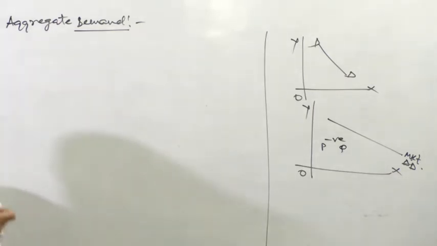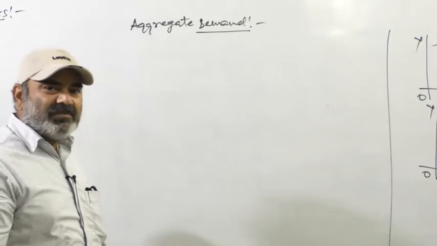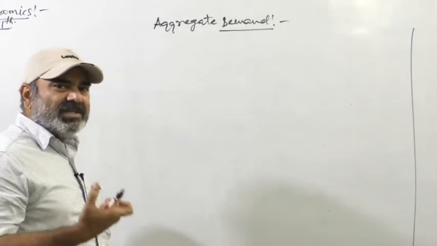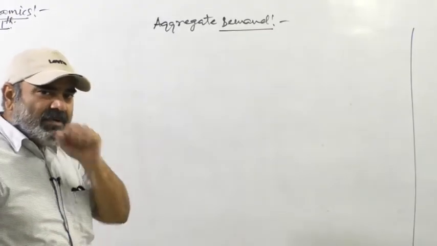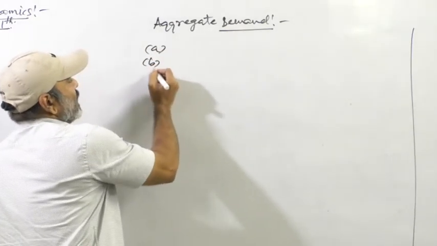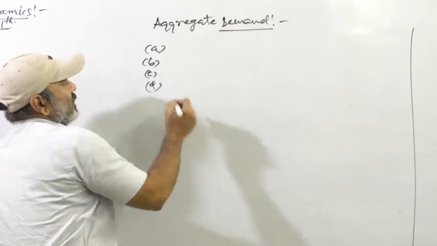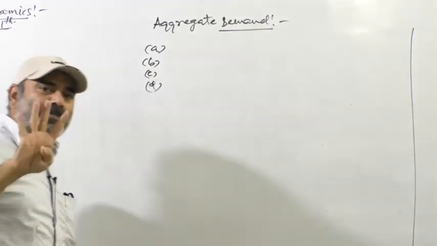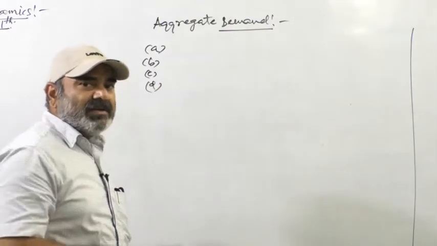Aggregate means total. So aggregate demand is actually the total demand for all types of goods and services in an economy during the given time period. And there are four components of aggregate demand.